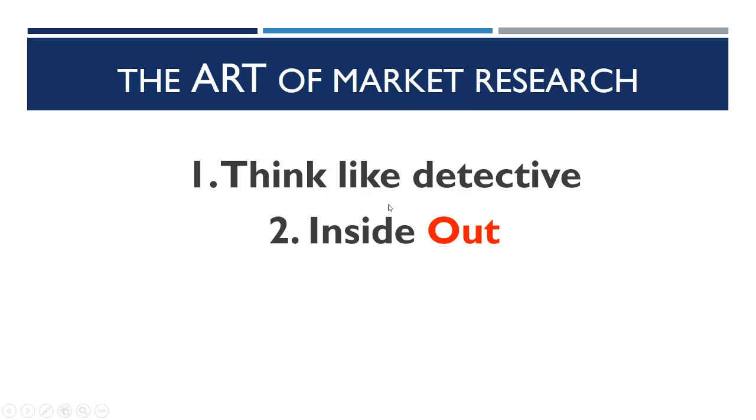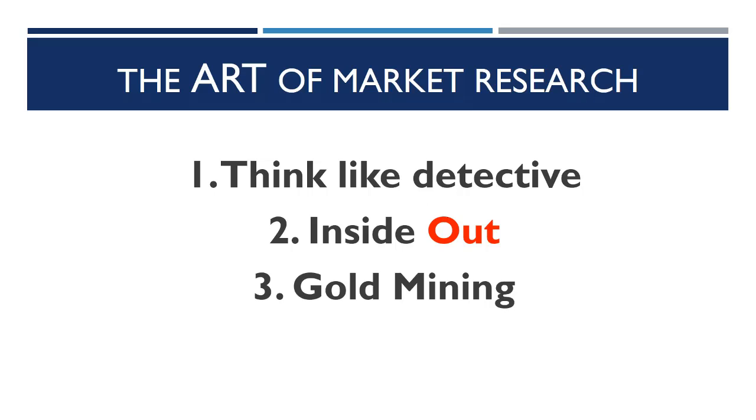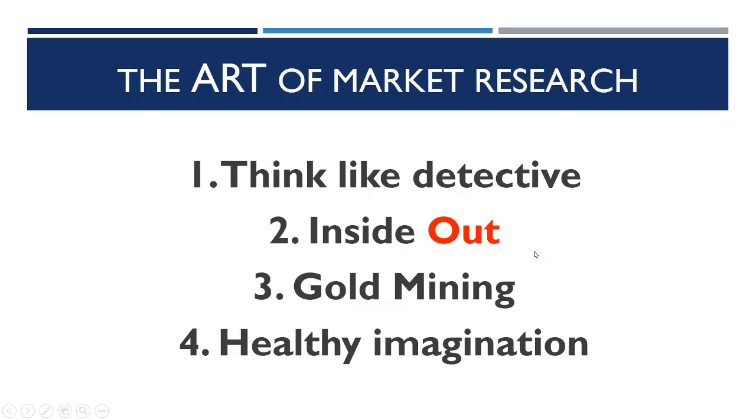Okay. Second thing is the inside out method. The inside out method means, and I will talk about it in more depth in the next slides, that you first find a product and then you go to the big picture, to the niche. So first you find a product that sold a lot, then you go to check the niche. Okay. Then gold mining. Gold mining is the part that I like the most. It's the part where you go to your supplier and you start to gold mine products. You start to dig and dig and dig till you find good products. Okay, that fit. And the last thing is healthy imagination.